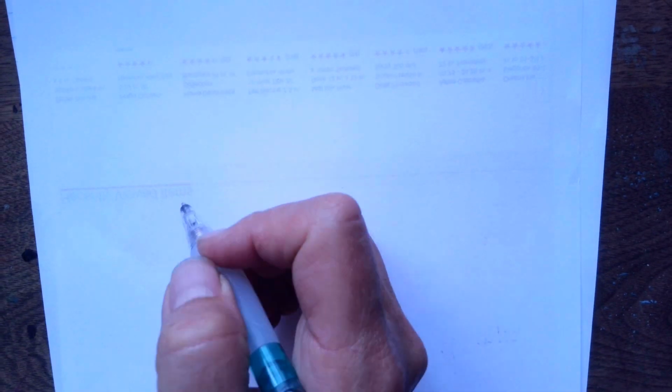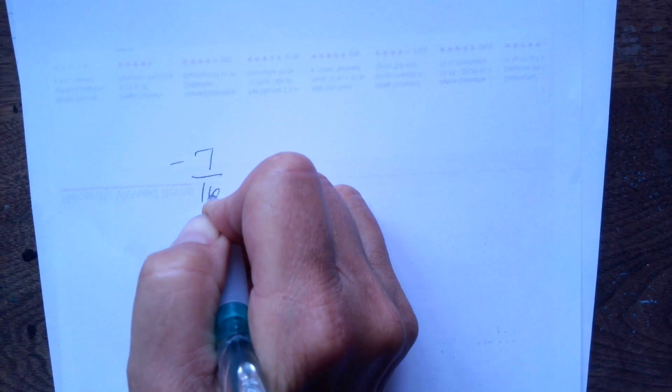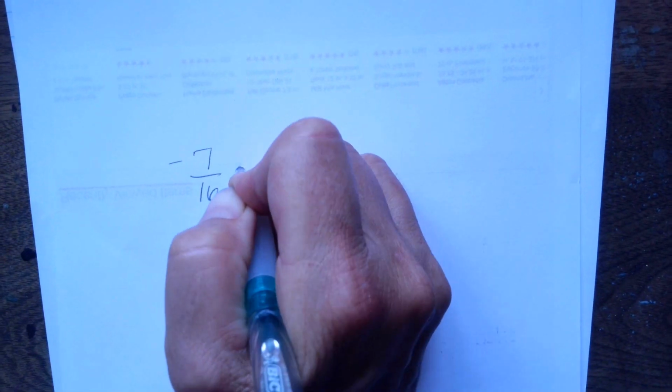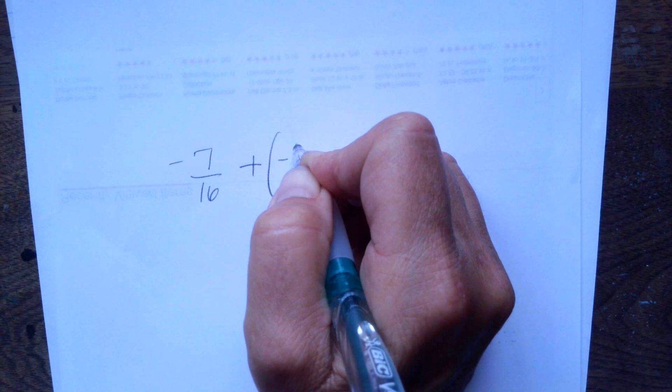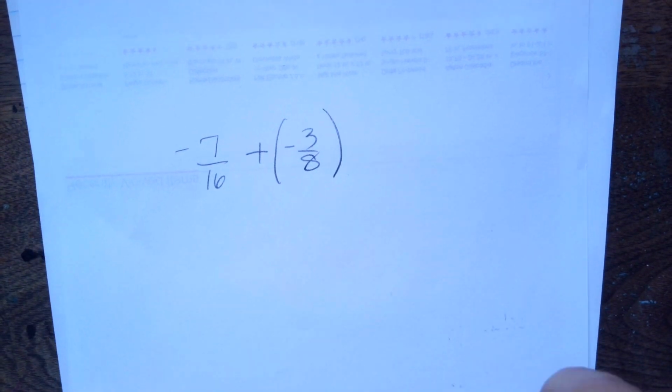Okay, so I am just going to go over quickly adding and subtracting unlike fractions. This was in your book from this year, so I'm just going to go over it quickly. We're going to do negative 7/16 plus negative 3/8. The first thing we have to do is find our common denominator.